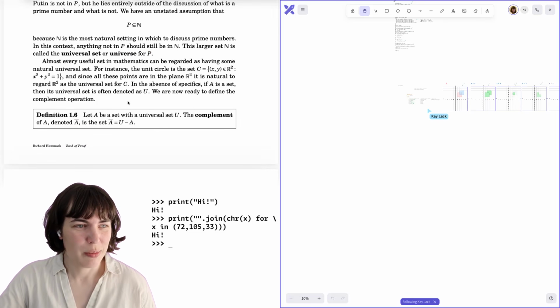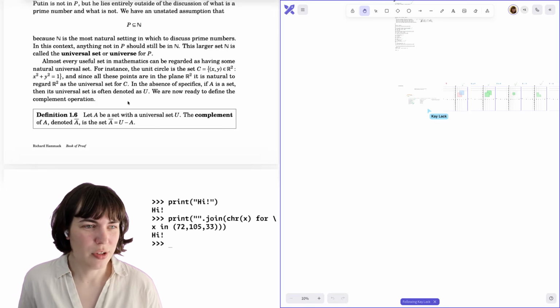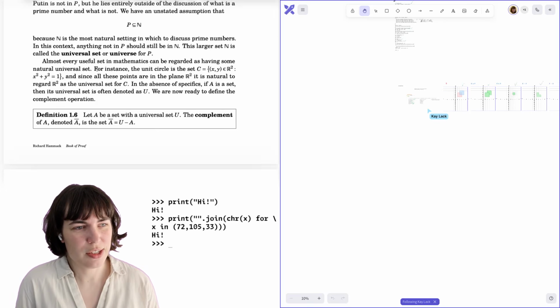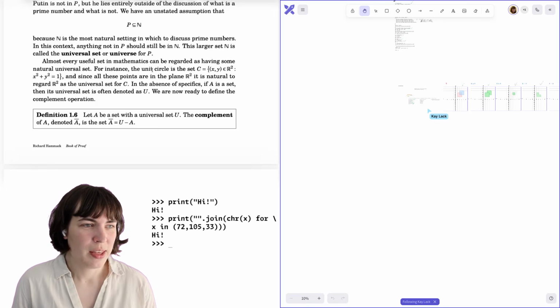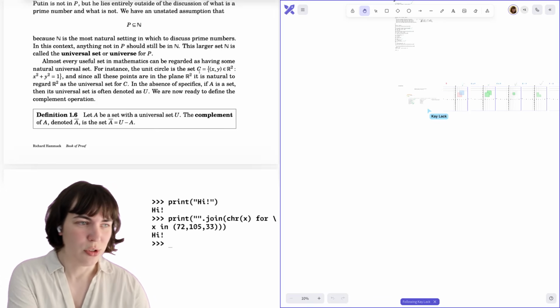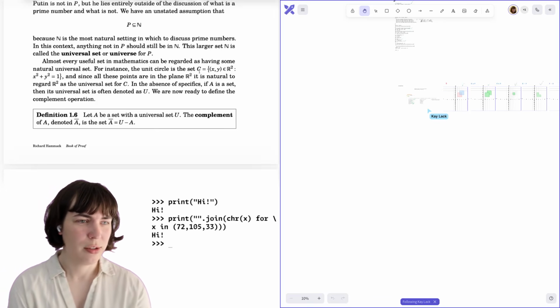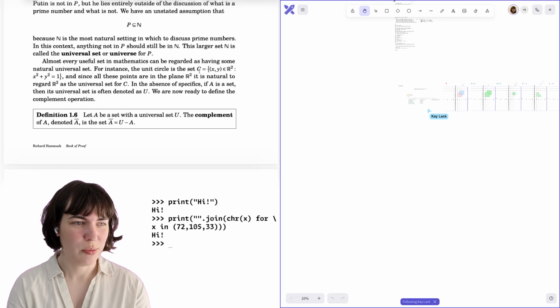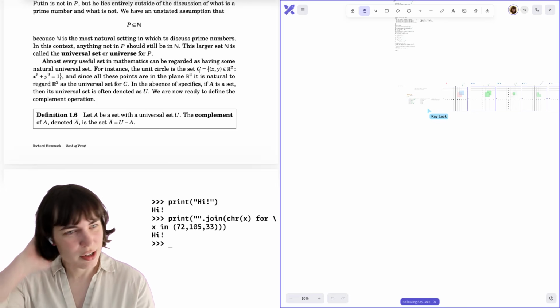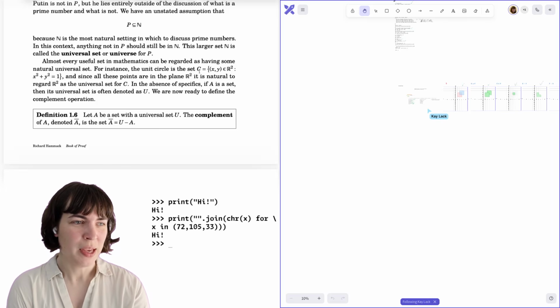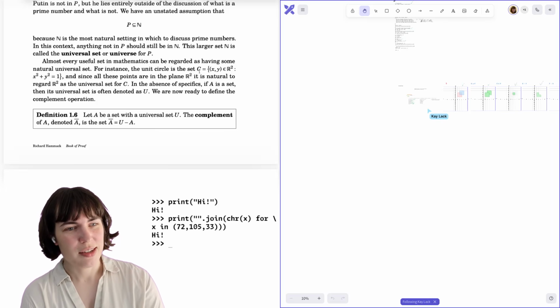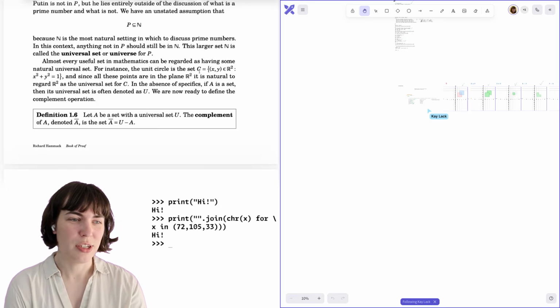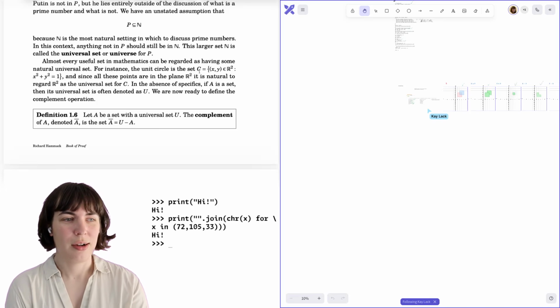Almost every useful set in mathematics can be regarded as having some natural universal set. For instance, the unit circle is in the set C. And since all the points are in the plane R squared, it is natural to regard R squared as the universal set for C. In the absence of specifics, if A is a set, then its universal set is often denoted as U. I've seen you before.